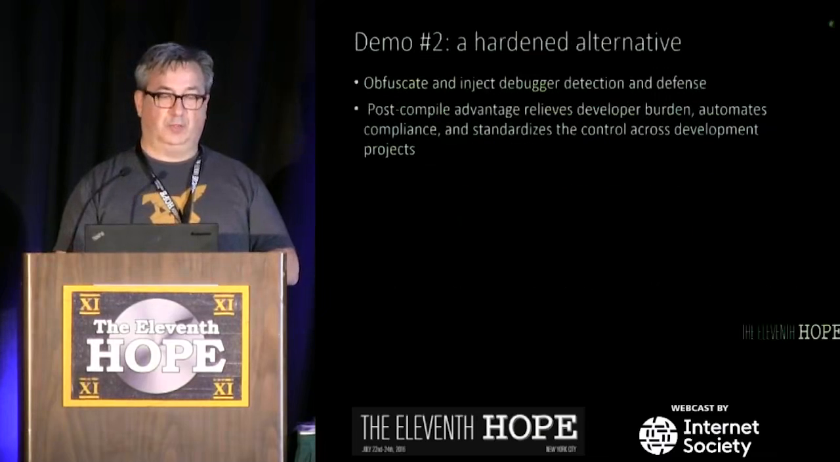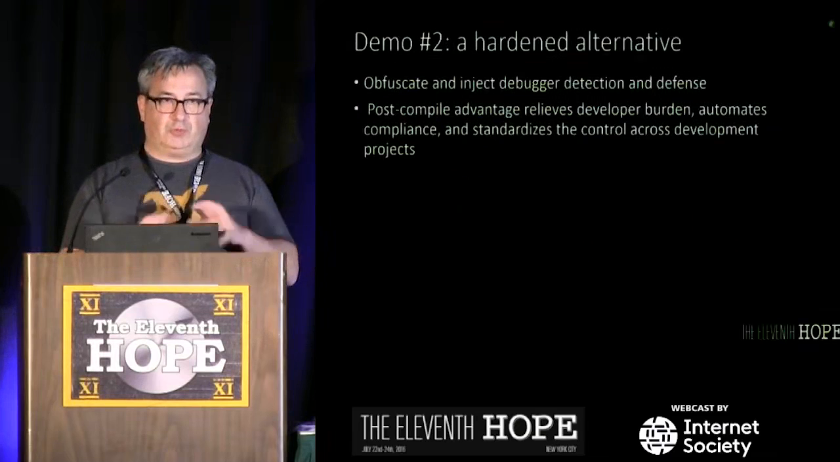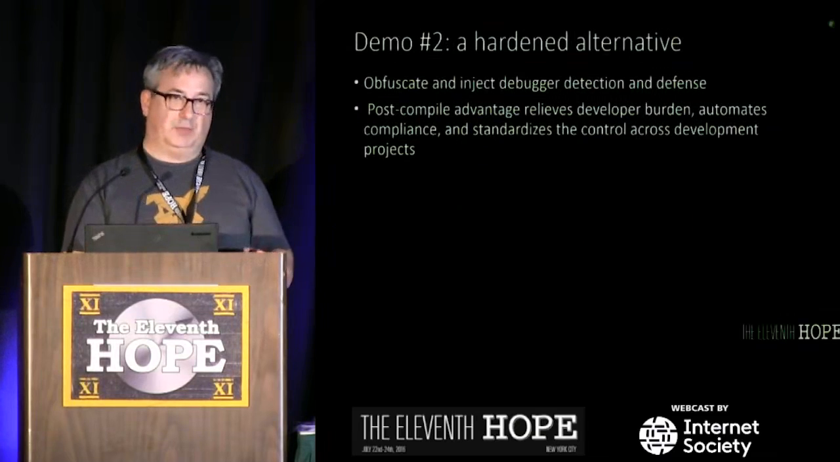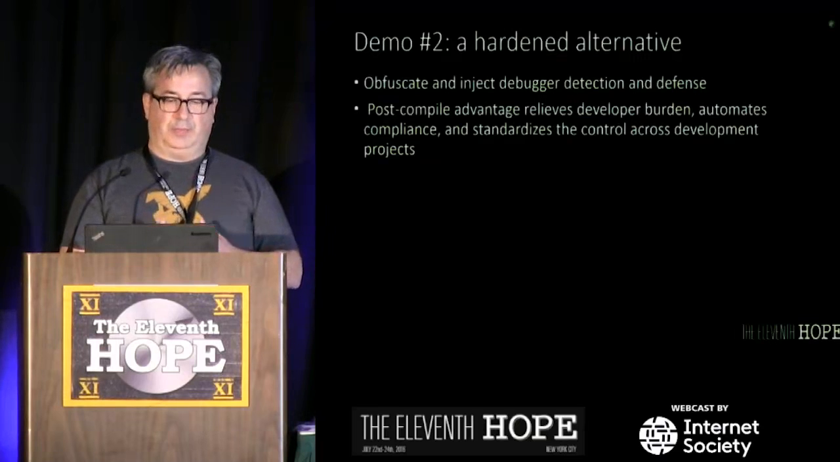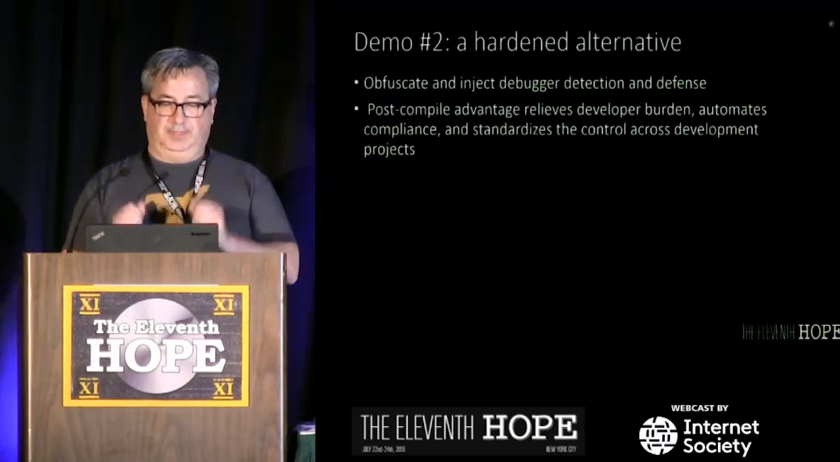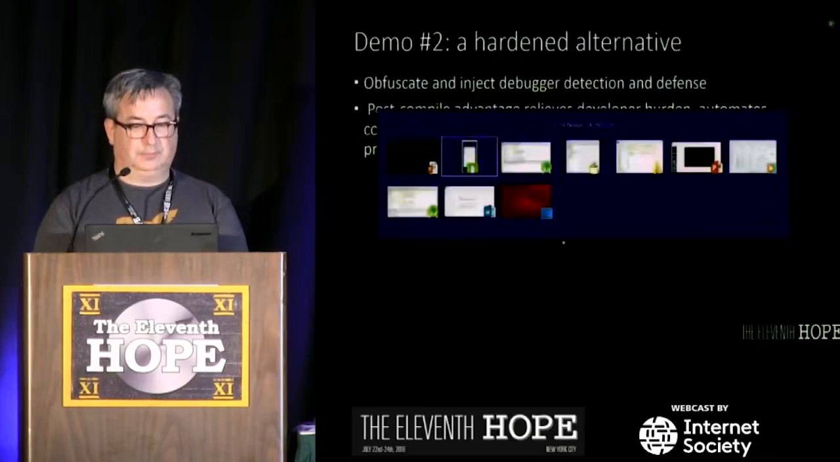Right, so now we're going to do one more demo, right? So now we're going to do the alternative, because remember, there's two criteria, right? We want to stop that from being so easy, but we have to do it in a way that's not burdensome. And so what I'm going to do is quickly obfuscate, inject the debug detection, and we'll get to the second bullet in a second.